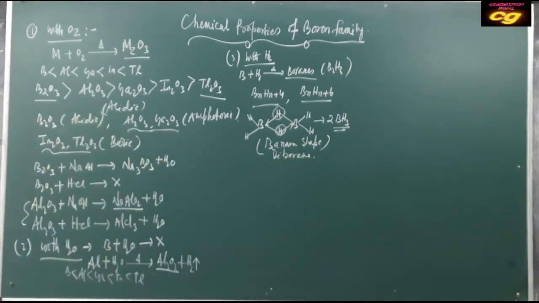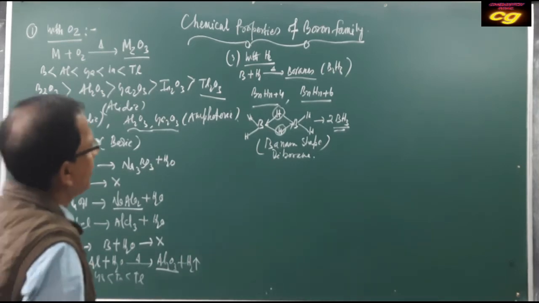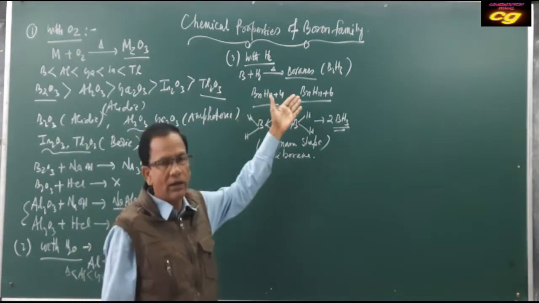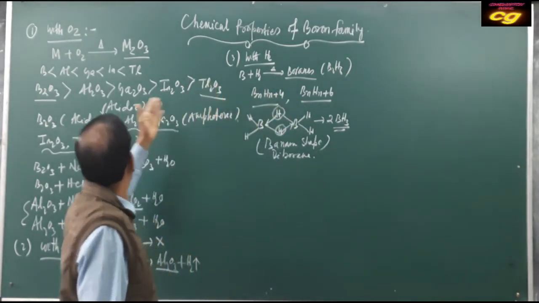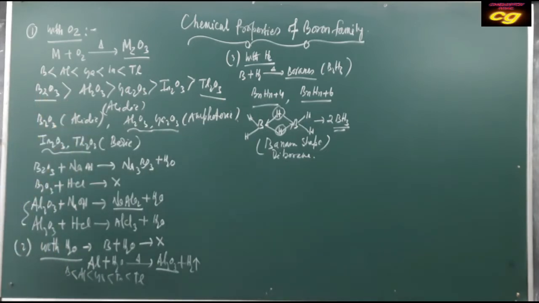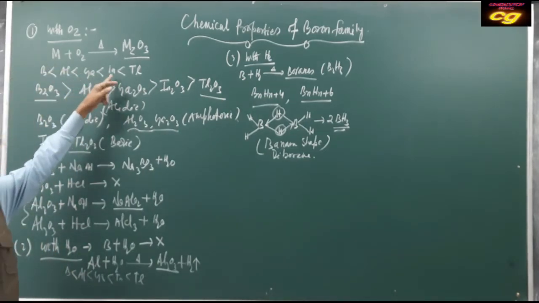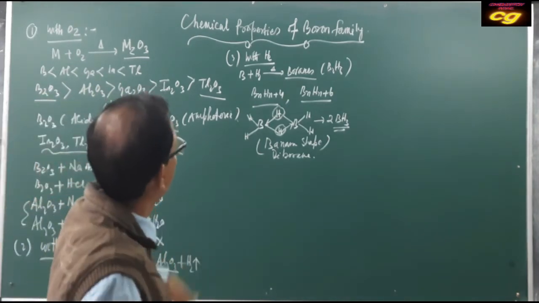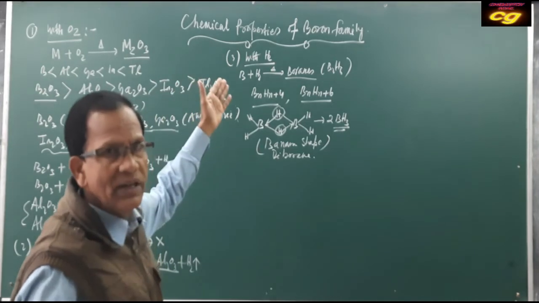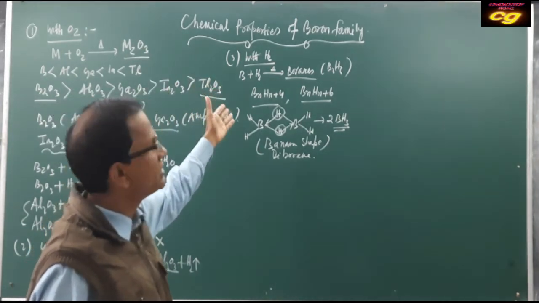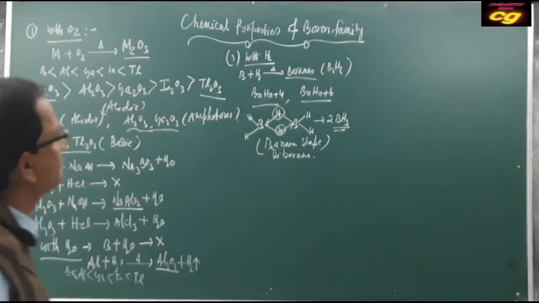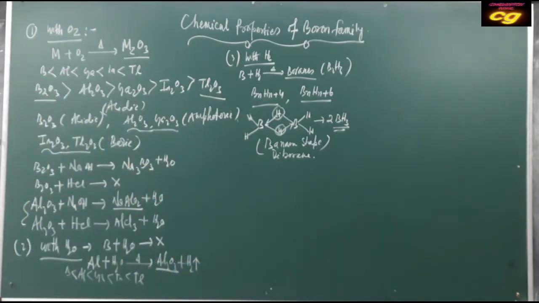Okay. So mainly boron reacts with hydrogen, and others also form hydrides. Boron produces boranes, and aluminum, gallium, indium, thallium produce alane, gallane and similar types of hydrides. Boron family elements react with hydrogen on heating, forming different types of hydrides.